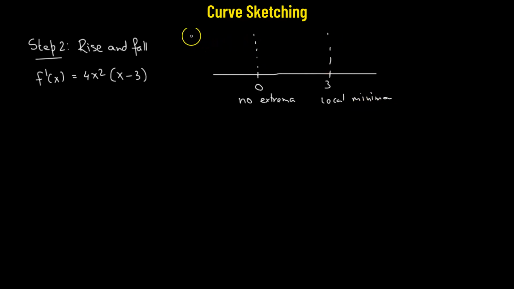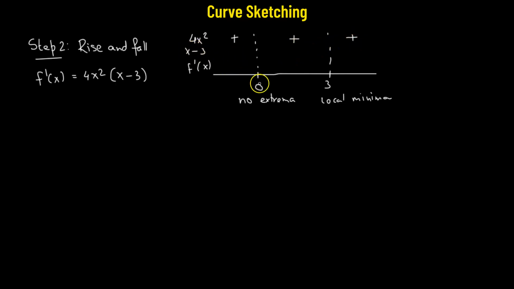First, we will consider the sign of 4x squared. Then we'll consider the sign of x minus 3. And finally, we'll multiply them, and the product will give us the sign of the first derivative. For values less than 0, 4x squared is always going to be positive because we have x squared here. For any value of x, this is always positive.